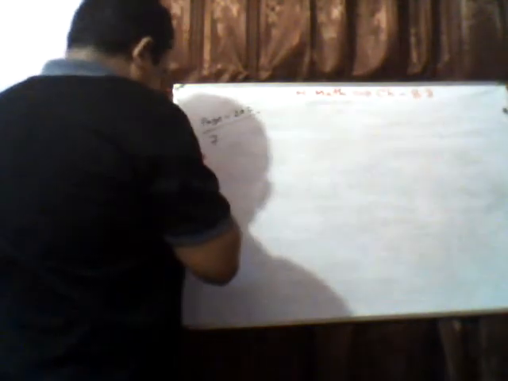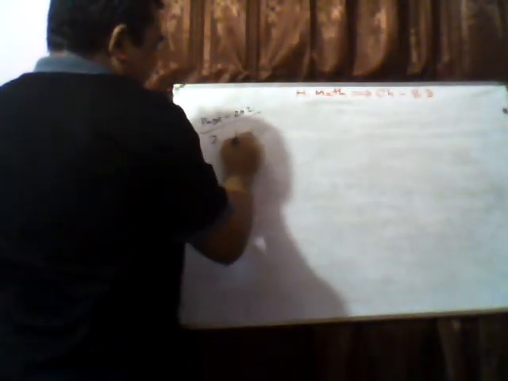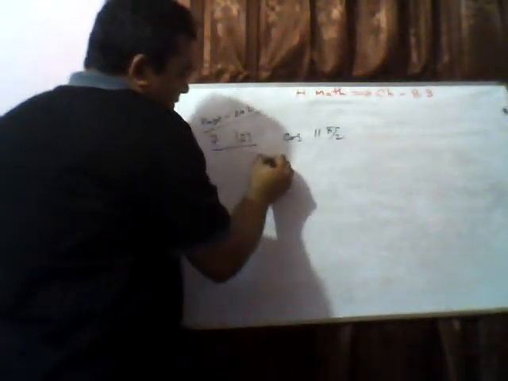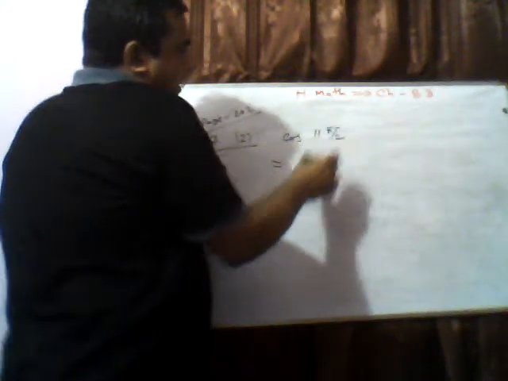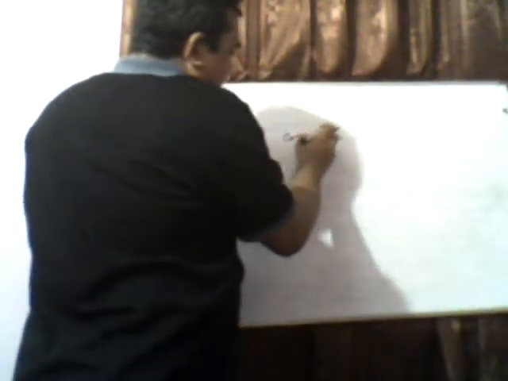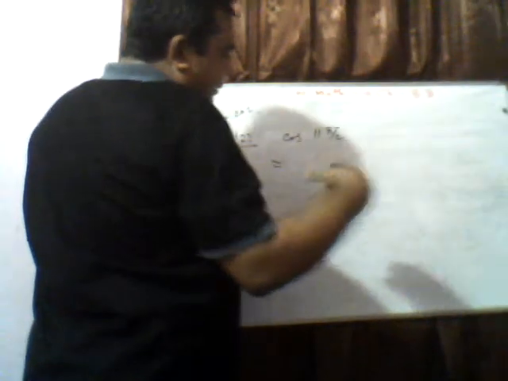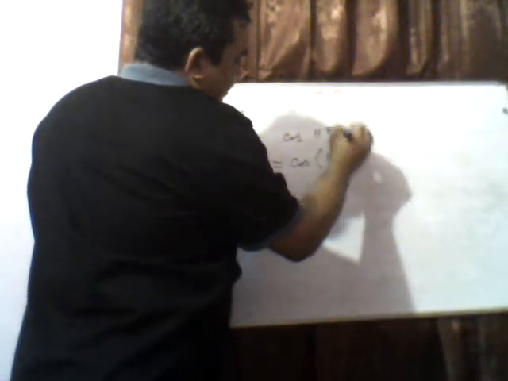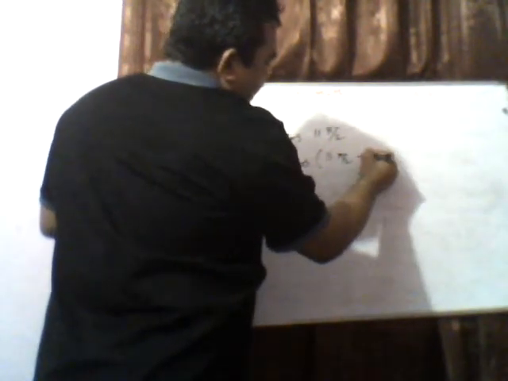Number 2: cos 11π/2. Find the value of cos 11π/2. So we solve this. First we convert 11π/2 into the form 90° + θ. So we can write cos of 11 times π/2. Here there is no change: plus 0° or minus 0°. Plus 0°. So we see the quadrant. This is cos of 11 × π/2.